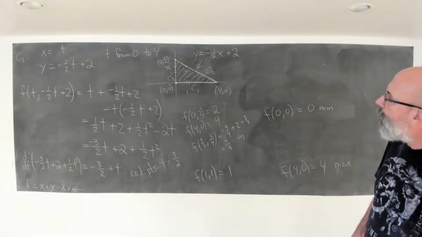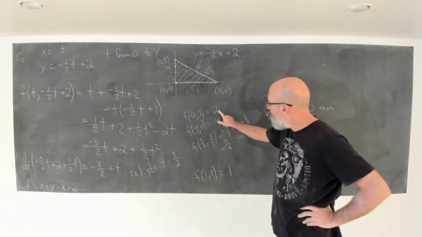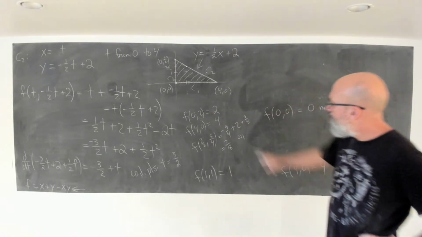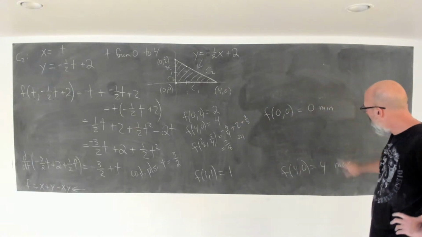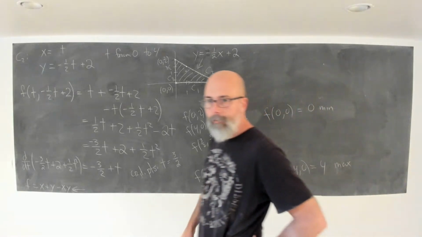What about f of (0, 2)? Well, f of (0, 2) was 2, right? And it was just 2. So it's not a max nor a min. Exactly that.